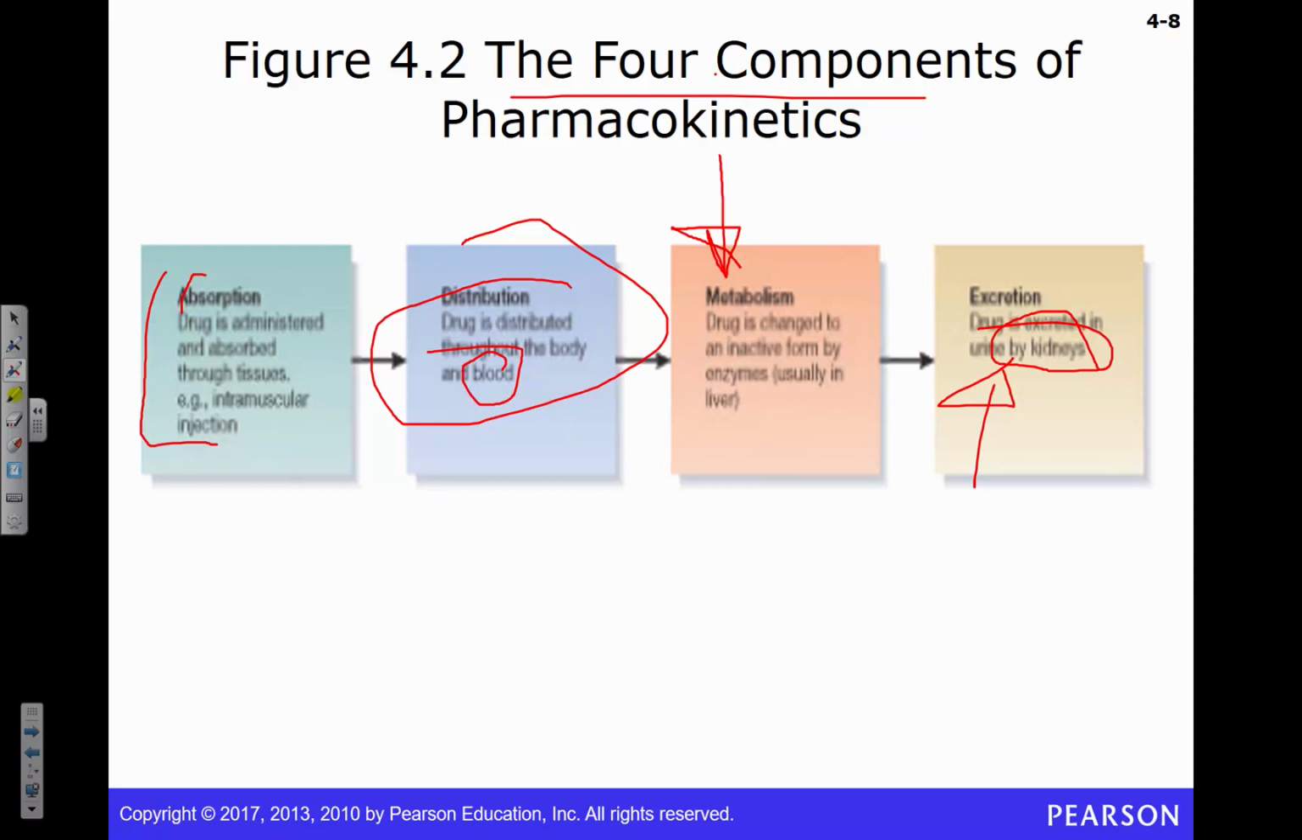How many of you have ever worked somewhere where you had to take a drug test? A lot of times it's just urinating in a cup, right? I mean, that's a pretty standard test. And they're looking for metabolites because that's the main exit route. Questions about, in general, these four processes? Because we're going to spend a lot of time talking about a couple of these.